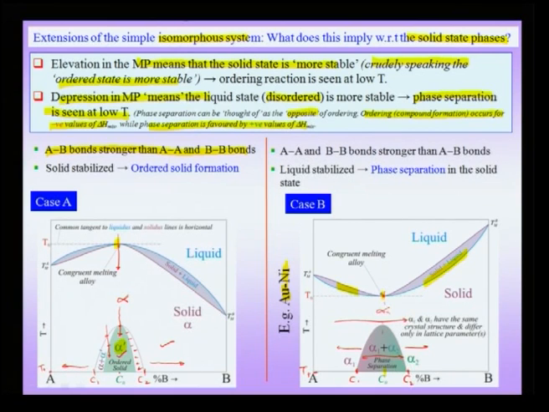So, for this case I can think that the AA and BB bonds are stronger than the AB bonds. That means atoms would like to have like neighbors rather than unlike neighbors, and this happens when the liquid state is stabilized, and this shows up as a phase separation at low temperatures.